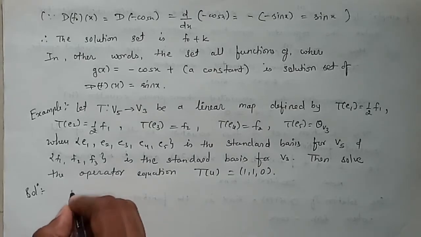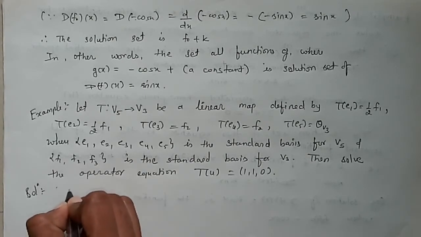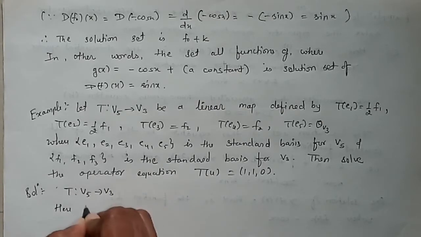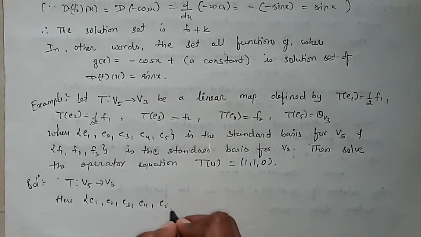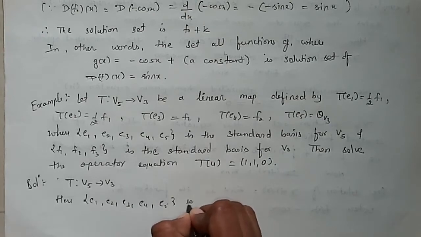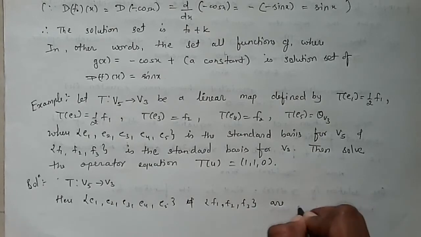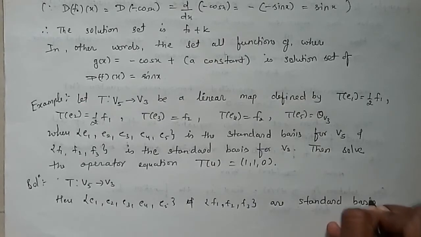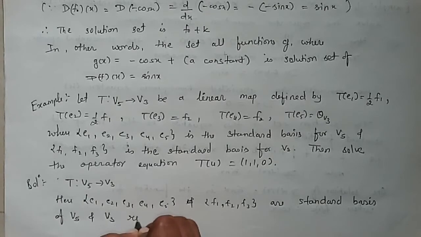First we will write what is given in the question. So T is a mapping from V5 to V3. Here E1, E2, E3, E4, E5 and F1, F2, F3 are standard bases of V5 and V3 respectively.